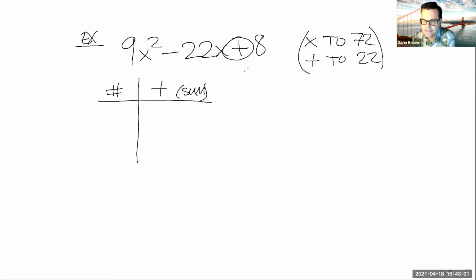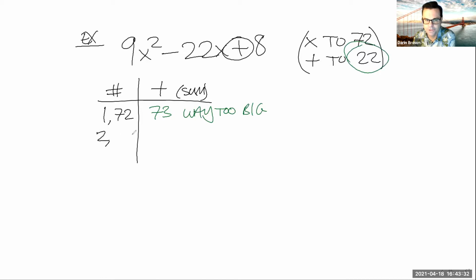So here's the key. Always start with 1 and you work your way up. Never start with the big numbers and try to work down. So we're going to start with 1 and 72, right? Those are the two most extreme ones. We're starting with the smaller factor and working our way up. So 1 and 72 would give a sum of 73. Way too big. We want 22, so we have to bring them in closer.